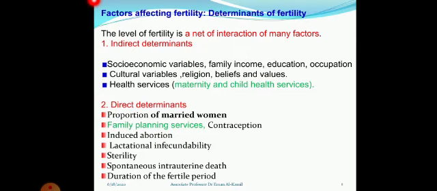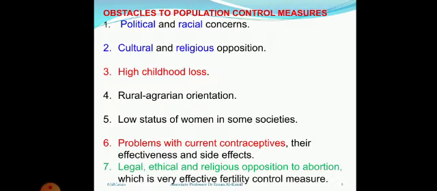Sterility: many people have an operation for sterility, or there are natural causes of infertility. Spontaneous intrauterine death: there are a large number of causes of the death of the fetus inside the uterus. And the duration of the fertile period, how many years the woman remains fertile, has a large number of causes and is variable between different women.